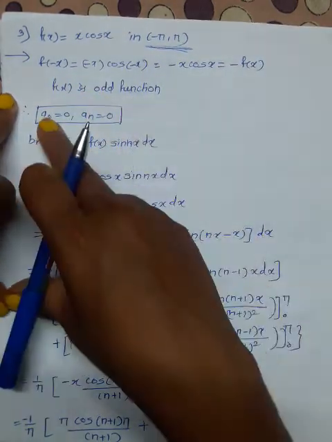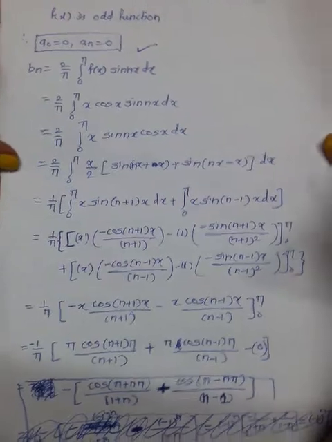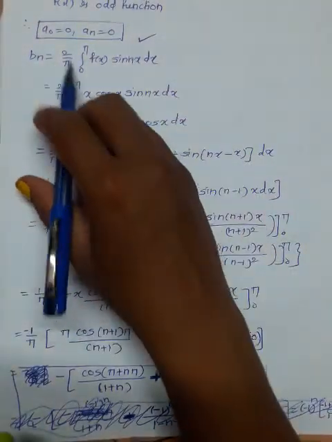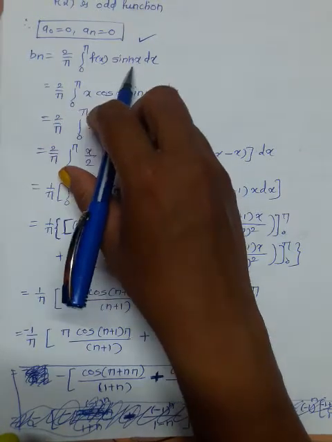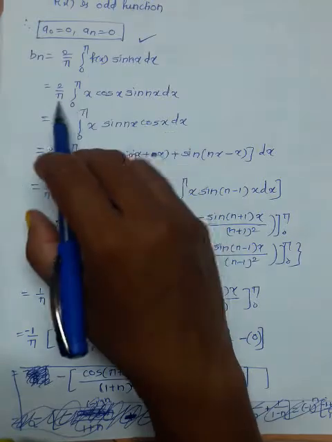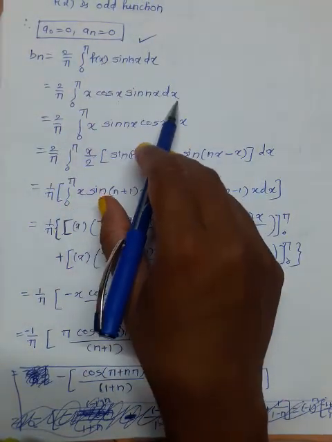For an odd function, we know a0 and an are both 0. This is the benefit of an even or odd function. Now we have to calculate only bn. Now bn is equal to 2 upon pi integration 0 to pi of f(x) sin nx dx. This is the formula for bn for this range. Now put the value of f(x), x cos x sin nx dx.